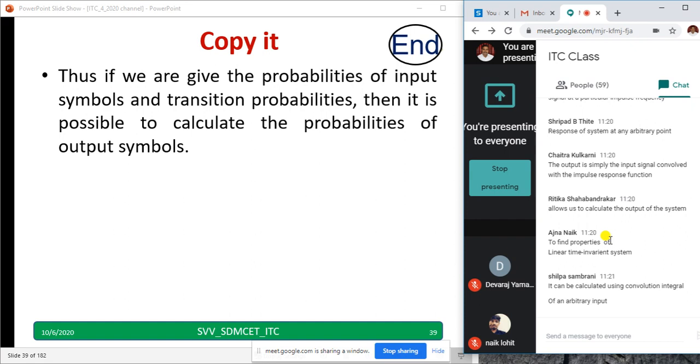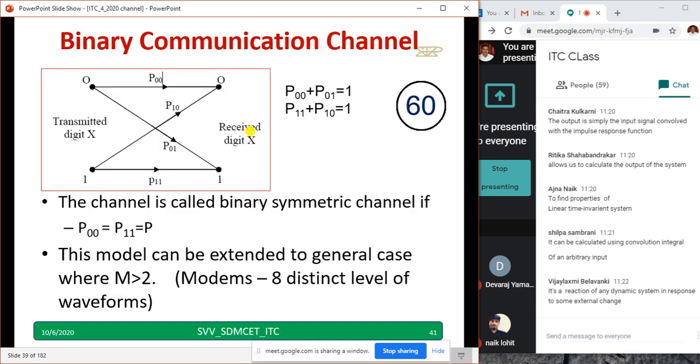So this is a way how you can take him according to your path. There are two methods. You can go according to him or you can drag him according to you. But you should know the answer of linear, time variant, time invariant, non-linear, time variant, time invariant. Then you can drag him to your side and you can give the answer so that he will get selected in the interview. Shilpa has told it can be calculated using convolution integral of an arbitrary input. Very good, Shilpa, correct. And let us go to the next.